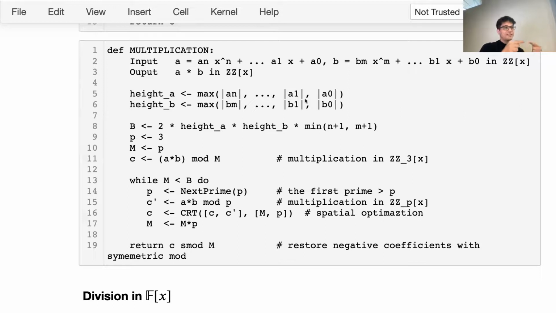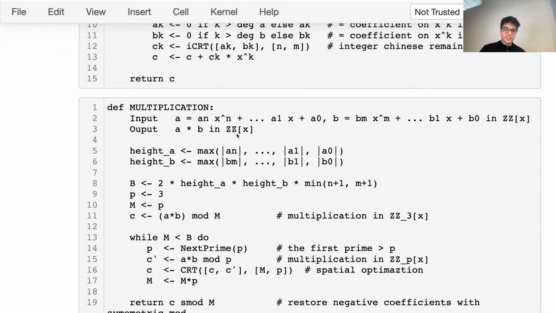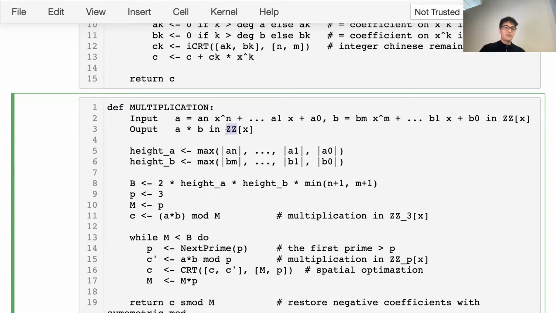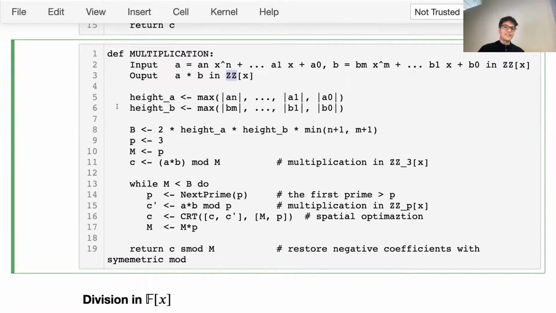So given A and B, they have big integer coefficients, right? When you see ZZ like this, you need to think really the integers, which means that they have to be big integers. ZP, in your mind, you have to think of as regular machine integers. That's the interplay here. So you get the height of A, you get the height of B, and you just have to scan through all of the terms and find the biggest coefficient by absolute value.